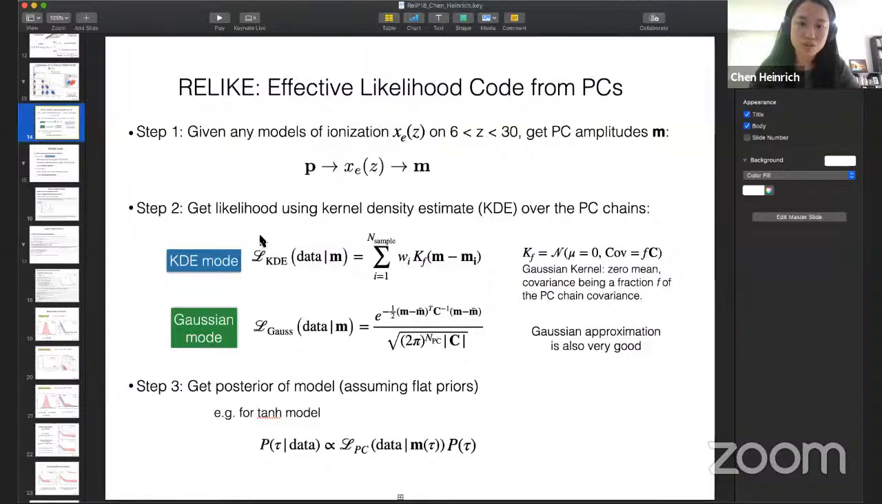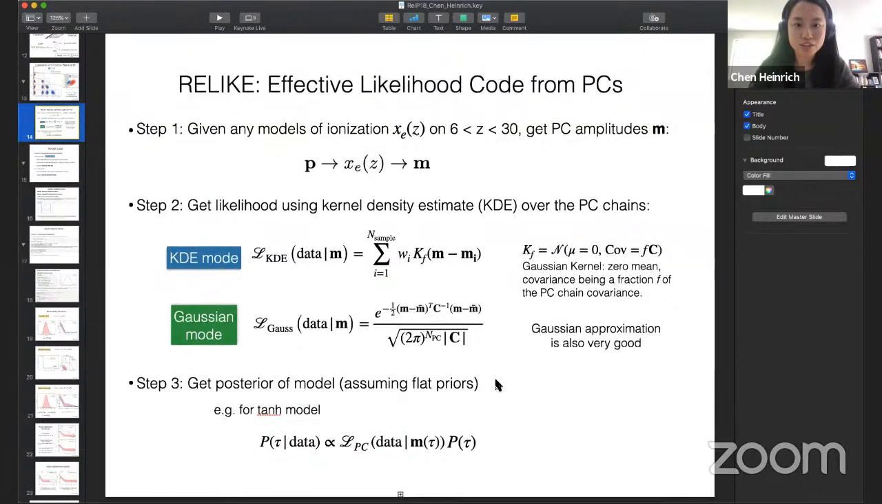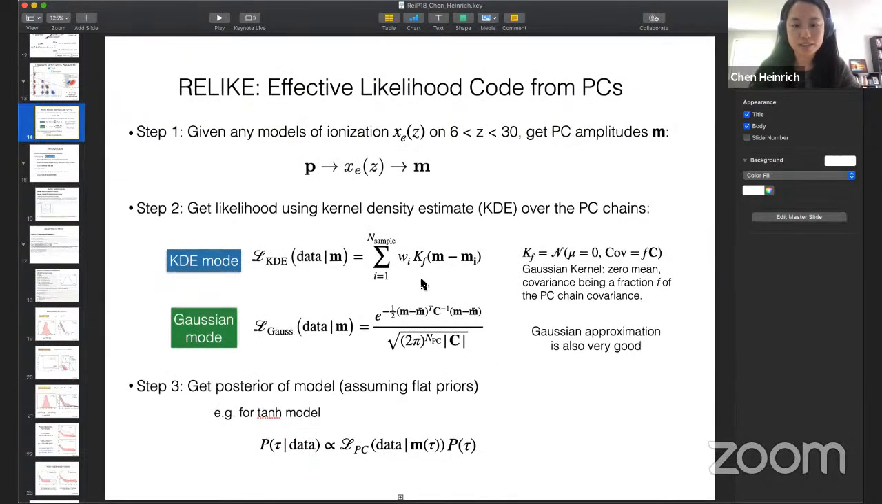And then what we do is we use kernel density estimates to go over all the PC chains we have, with the Gaussian kernel, mean 0, covariance being a fraction of the chain covariance, and basically go over the chain to get you the likelihood of your particular data.